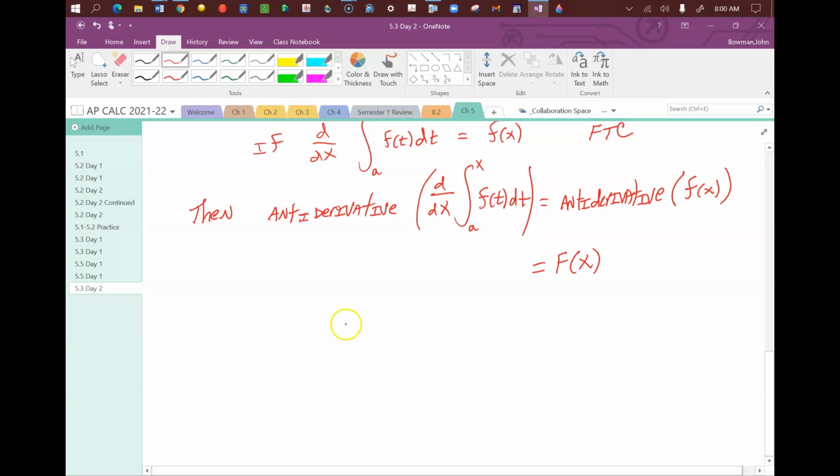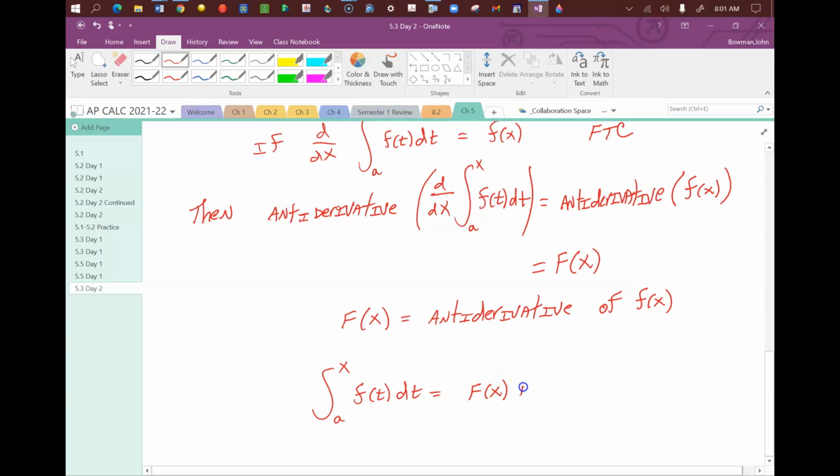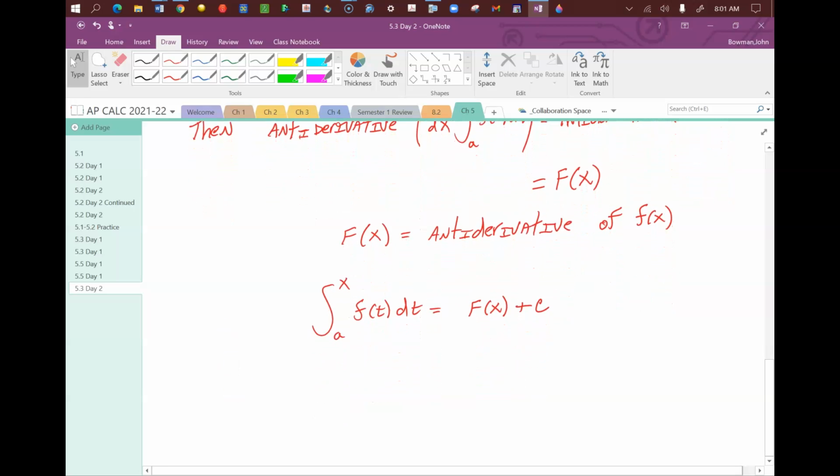Okay? So, since we know that big F of x is equal to the antiderivative of little f of x, then we can say the following. The integral from a to x of f of t dt is equal to F of x plus any constant. And that's because if we take the derivative of both the left and the right side, we're going to get f of x.